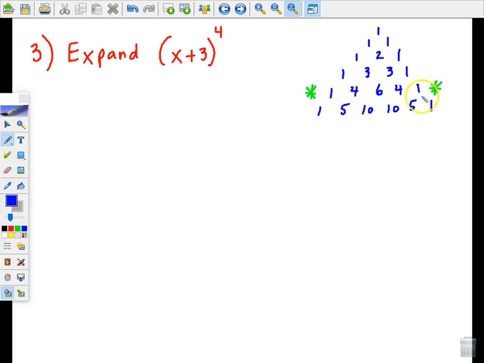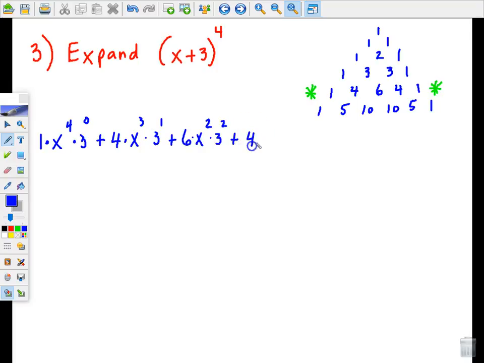I went ahead and marked the row of the triangle that we're going to need for exponent 4. I notice it's got 5 numbers because I will have 5 terms when I'm finished. So here we go. Number from the triangle times the first term, x raised to the 4th, times the second term, 3 raised to the 0. Okay, number from the triangle, x now will go down by 1, 3 will go up by 1. Next number from the triangle, x will go down, 3 will go up, and all these are multiplied together.